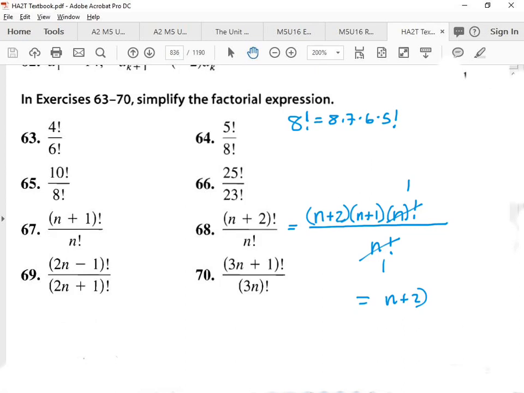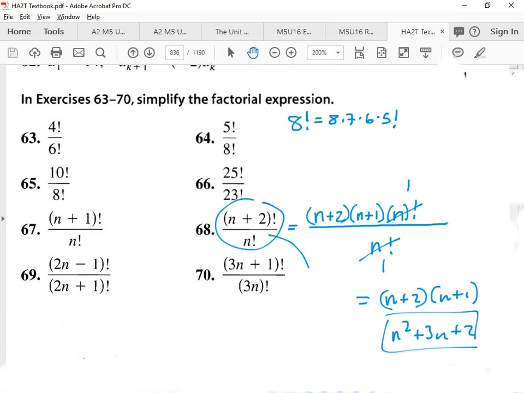So what's my answer on this one? N plus 2 times n plus 1. And of course you guys can simplify that if you wanted to. N squared plus 3n plus 2. So this simplifies to this.